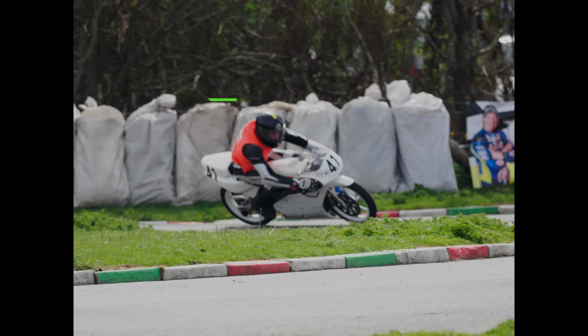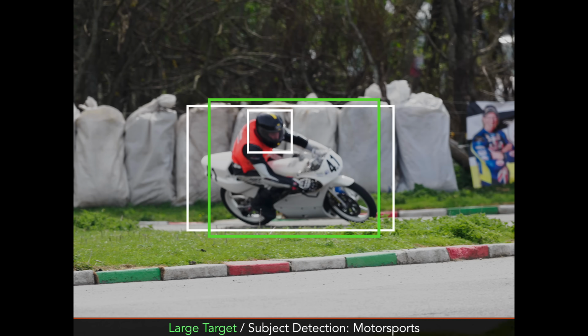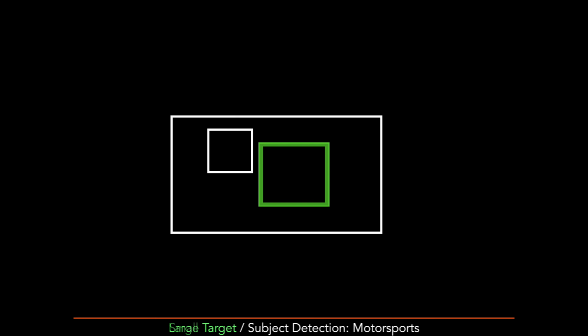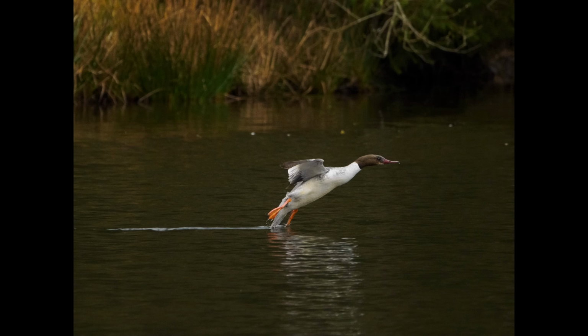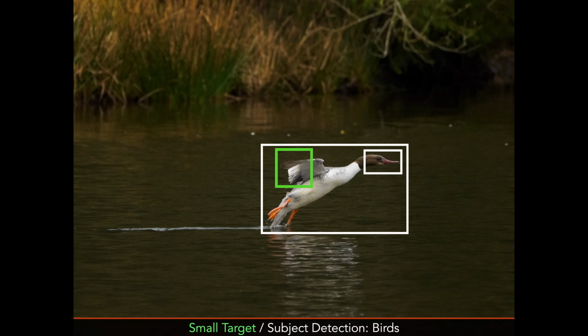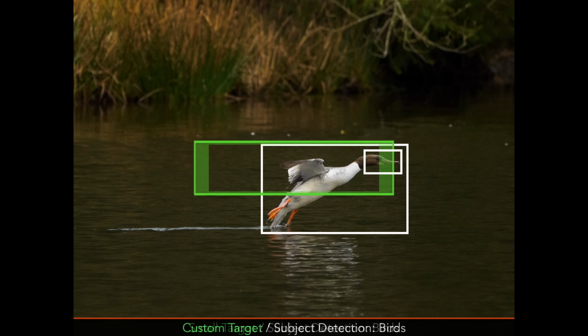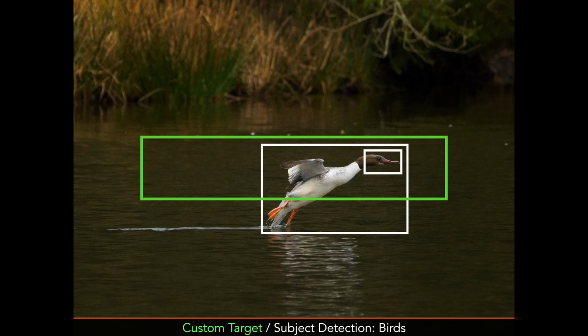The second example is something I've already mentioned in my review. In this particular corner, the OM-1 had a bad habit of choosing the tarmac or the grass in the foreground rather than the biker in the middle of the corner. Here as well, the small target solved the problem. With birds in flight near water or grass, you can also try a custom target with a horizontal shape and position it slightly upwards so that the water or the grass at the bottom of the image are excluded as much as possible.